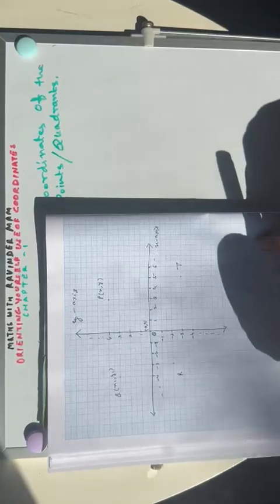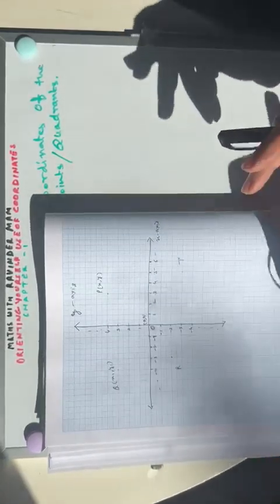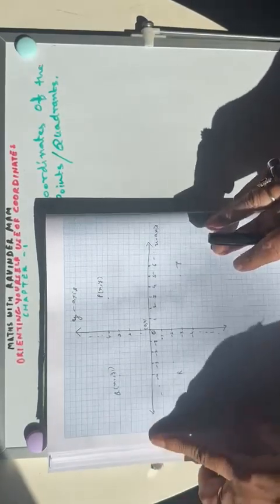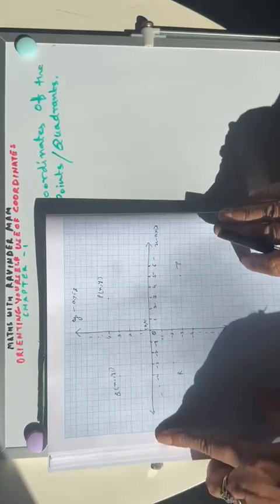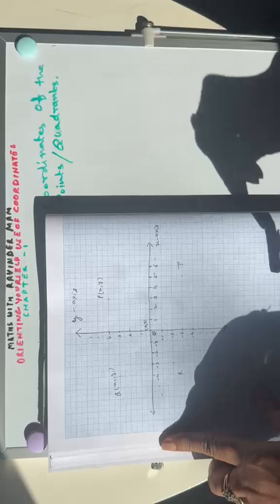We are doing chapter 1. So far we have done how to find the points P, X, Y. What are the points on the axis? Now we are doing if the point is in the quadrants. We know what are the quadrants.